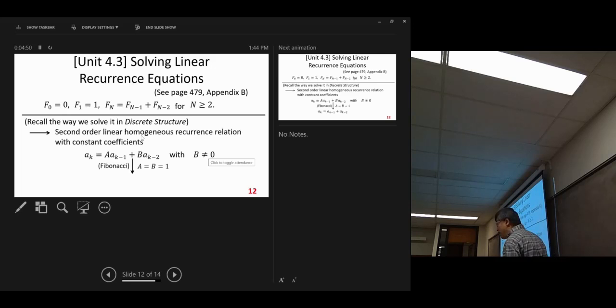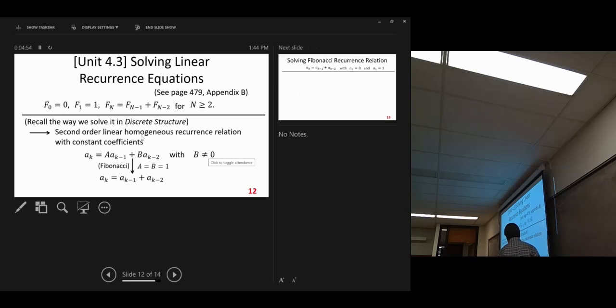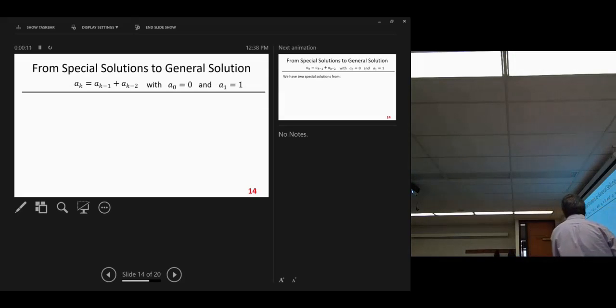For our Fibonacci numbers, a and b both equal 1. So we need to solve this equation for the Fibonacci numbers. All right, let me leave the whole solution to next time. We will do it next time.